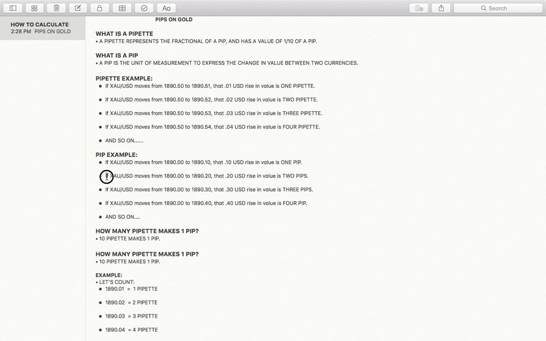So as you can see, if XAUSD moves from 1,890 to 1,890.20, that's about a 20 USD rise in value, in 2 pips, right? It's 2 pips. So that's how it goes. 3, it moves, that's 3 pips to 4 pips for USD like that. I hope you understand what I'm saying, and so on.